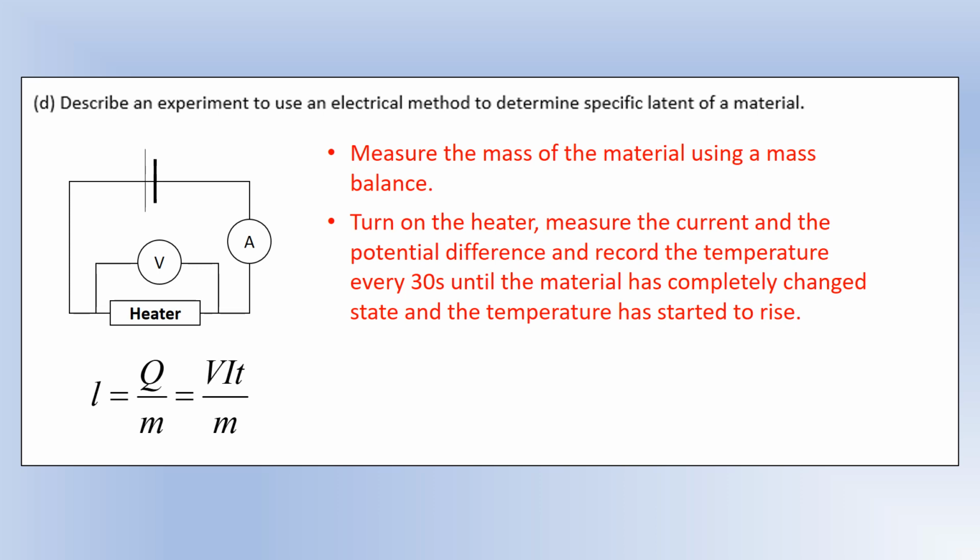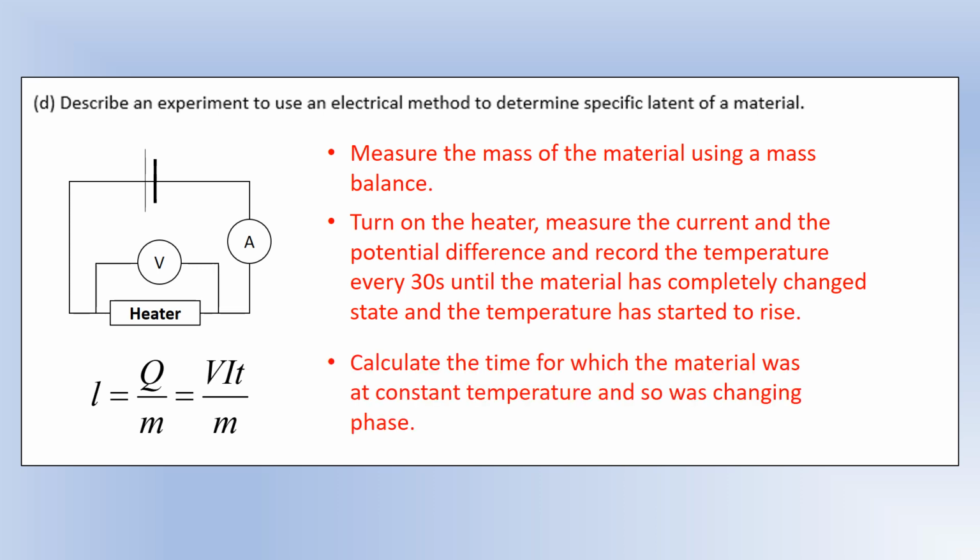And this time, although we're not going to use it in the calculation, we're still going to record the temperature every 30 seconds until the material has completely changed state and the temperature starts to rise. So what we're going to do is calculate the time which the material was at constant temperature. Initially it might have increased, and then at the end it might have increased. We need the time it's at constant temperature, and so it was changing phase. Then we can plug in VIT and m into the equation to get specific latent heat of fusion or vaporization, depending on which state you were looking at.